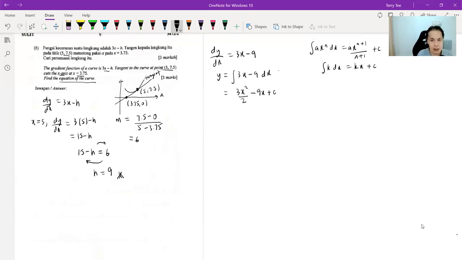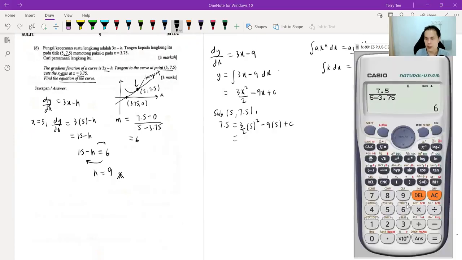Okay, so to find the equation of the curve, I need to sub in a point. Which point? Well, as long as the curve passes through the point. Yeah, we can't use 3.75, 0 because the curve doesn't pass through this point. So we need to sub in 5 and 7.5. Okay, so when we sub in here, my y is 7.5, my x is 5 here. You square it, minus 9 times 5 plus c. Okay, let's count. We can use a calculator here. This is 3 over 2 times 5 squared. 5 squared, you can just write 25. 9 times 5 is 45. And this will give us negative 15 over 2.